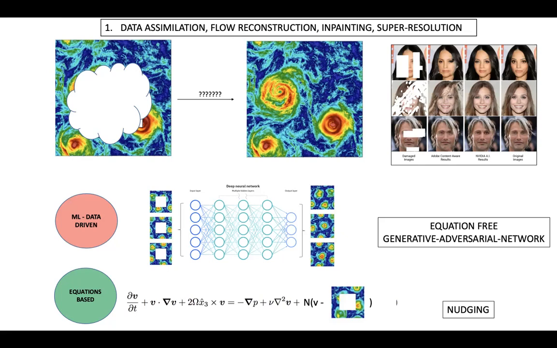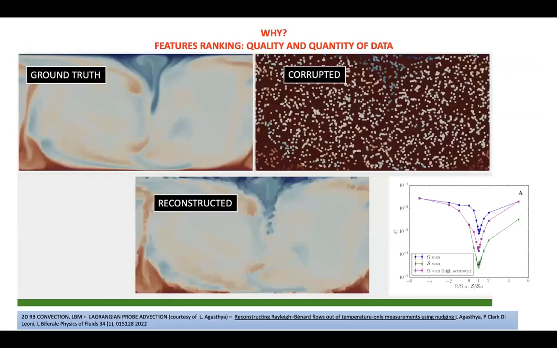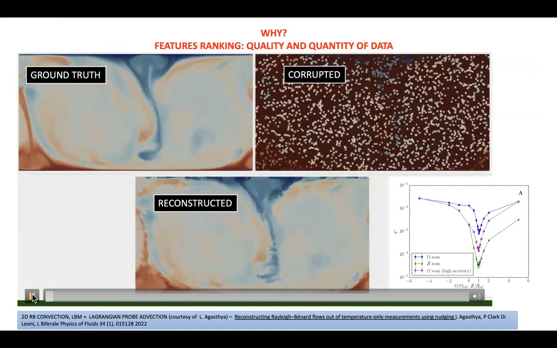So I will show you two tools. One completely data-driven, which does not know anything about the equations, could be the face of Brad Pitt. And another, on the other hand, a tool that only uses the Navier-Stokes equations. So it's exactly the two different sides of the coin. Just to give you an idea of what I mean by reconstructing, here I show you an example.